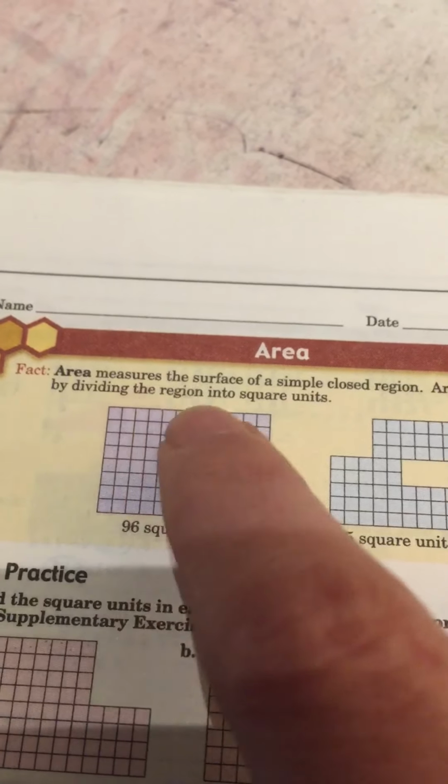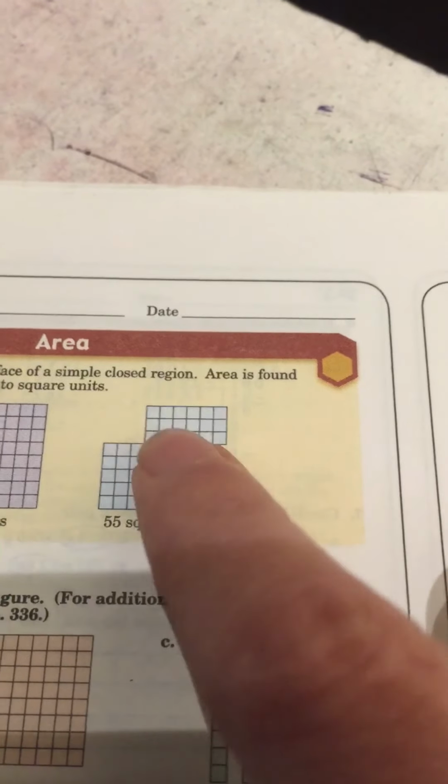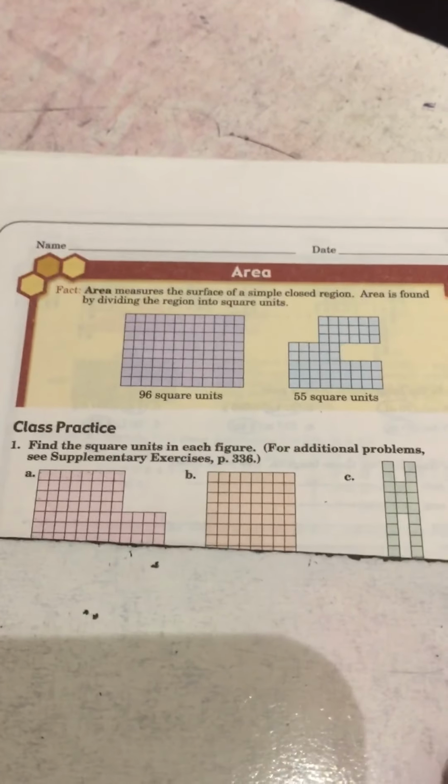Area is what's inside. So to find this area, you would count every one of these little squares. Same thing here. You would count every one of these little squares to find the area.